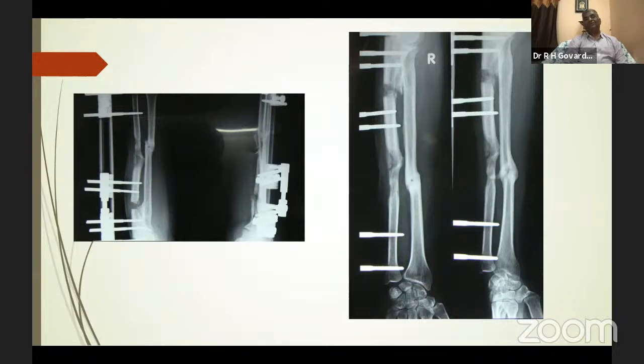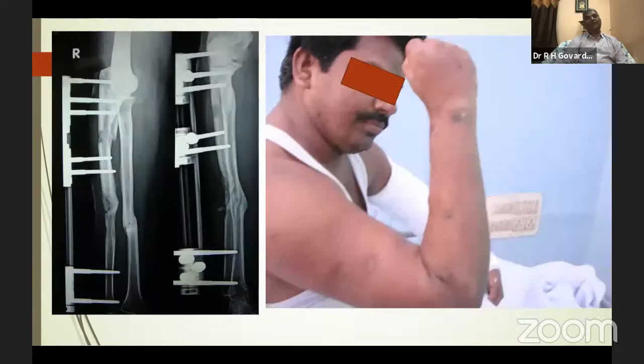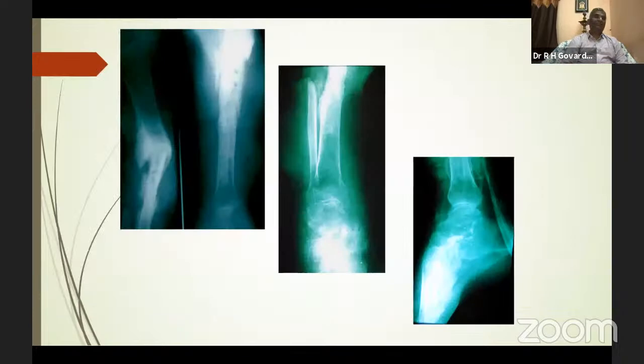One good thing is when you are doing distraction osteogenesis, you get a good vascularization of the entire limb, which causes healing of most of the other fractures. So the radius we have not fixed. We have got no armamentarium there to fix it, but the radius and ulna heal. That is the function of the gentleman.